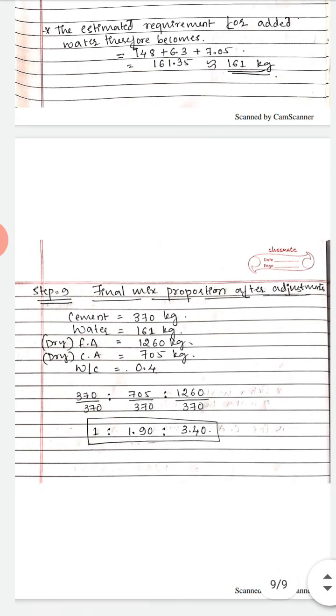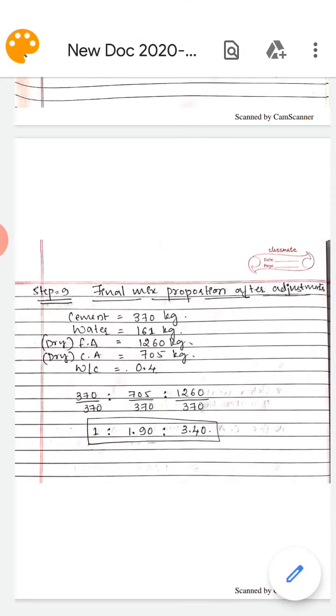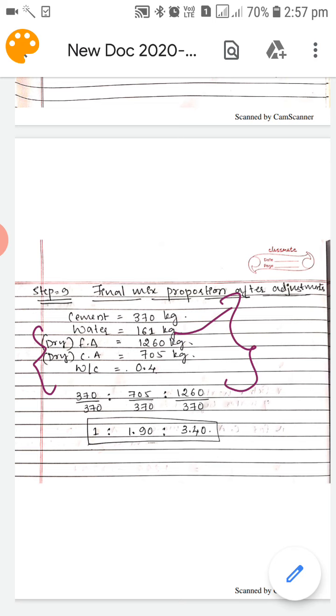So the final mix proportion is like this. Here we will include the dry aggregates, then the improved or adjusted water quantity, in the final mix proportioning. Then this is the proportion of cement, fine aggregate and coarse aggregate.